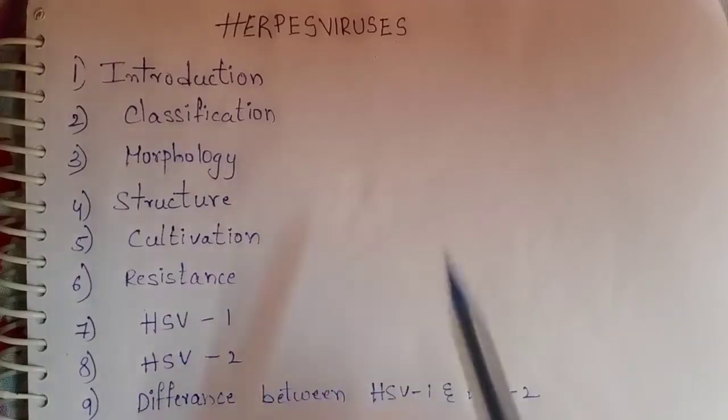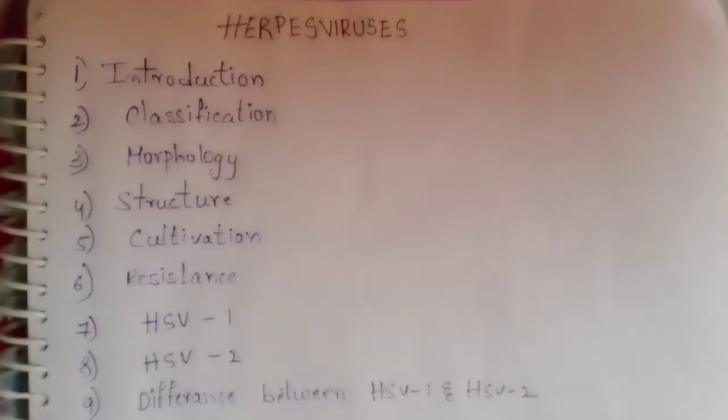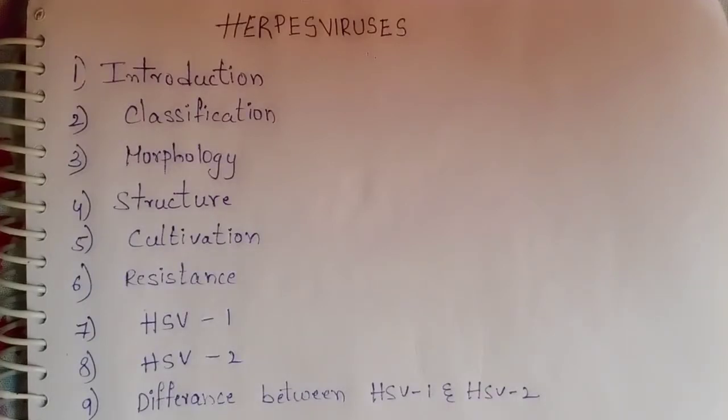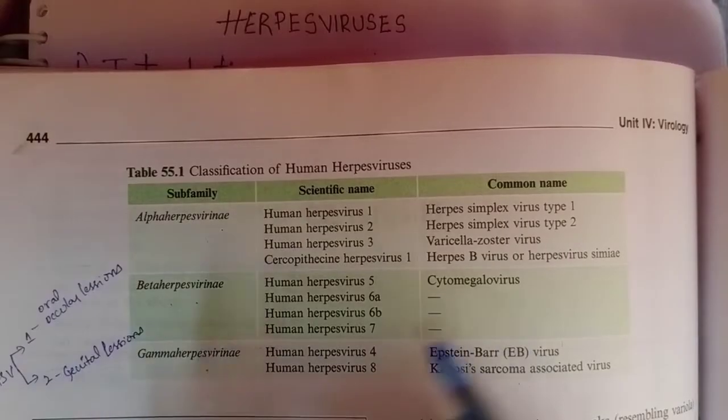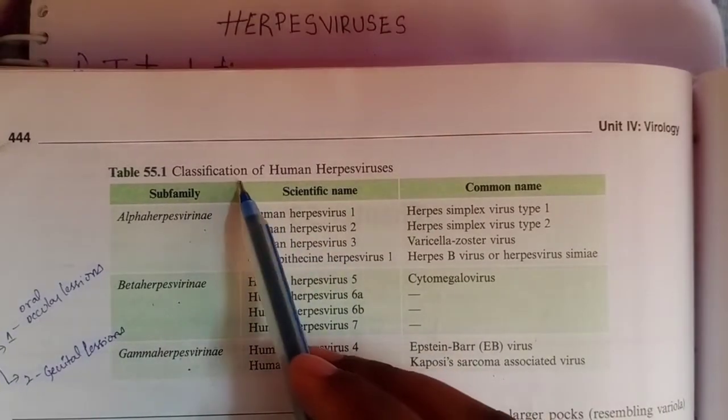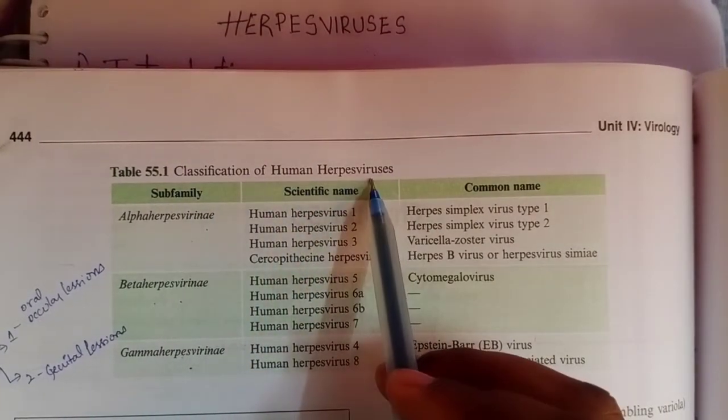Today's topic is herpes viruses. Herpes viruses are included in the family Herpesviridae, which has been divided into three subfamilies. Let's see the classification of human herpes viruses.